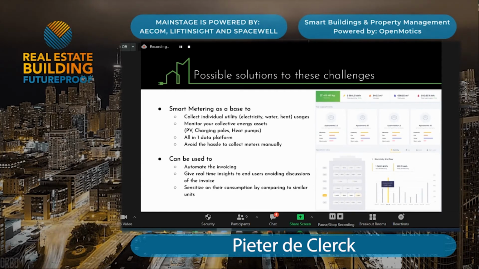So once we have the smart metering, this can be used to, for example, automate the invoicing. So yet again, this will spare a lot of time for the syndicates. But what's more important is that by bridging the collective and the individual world, we can give insights to every owner into their real-time consumption.